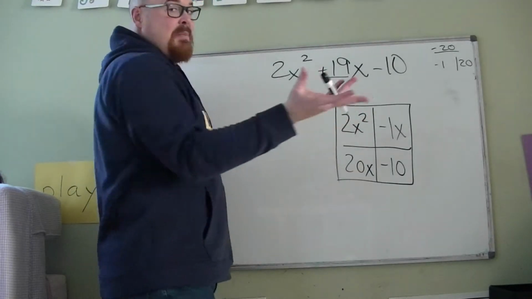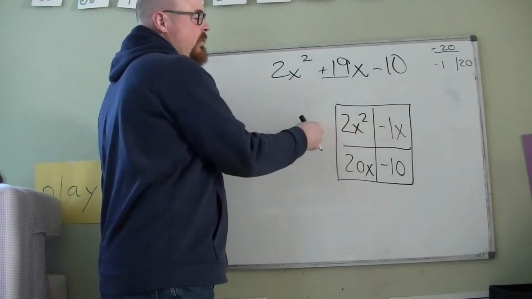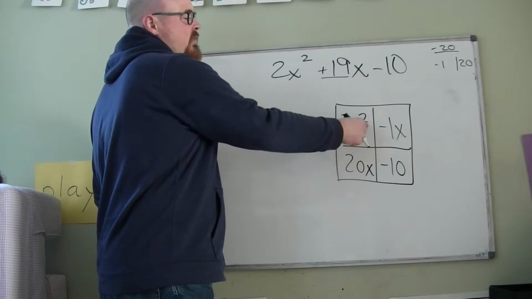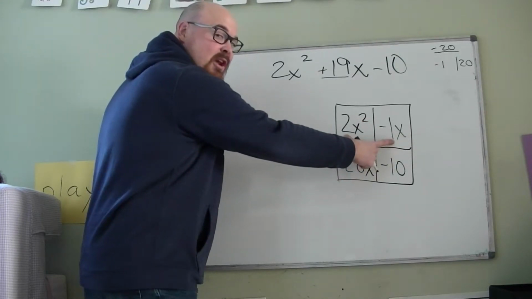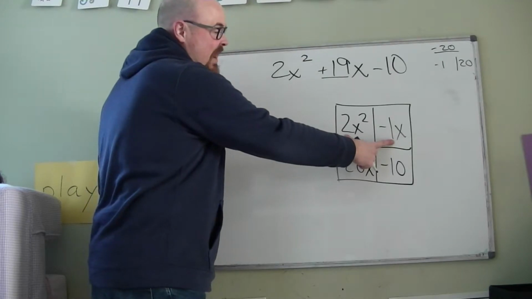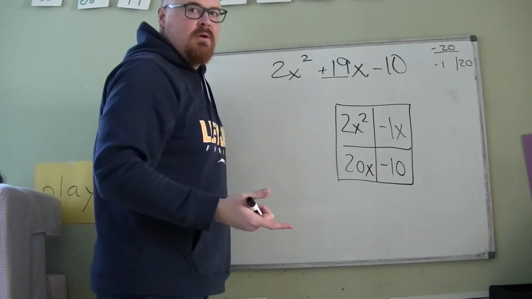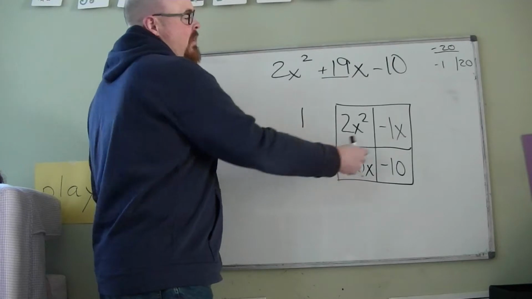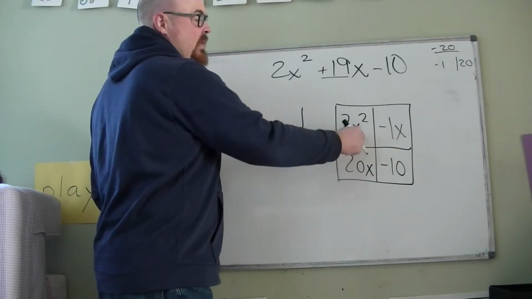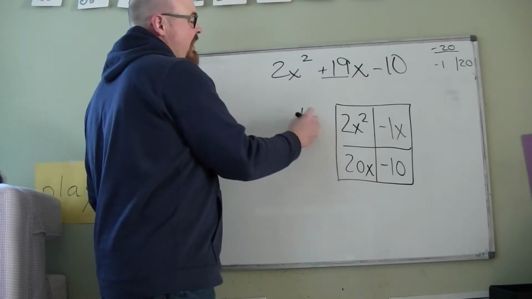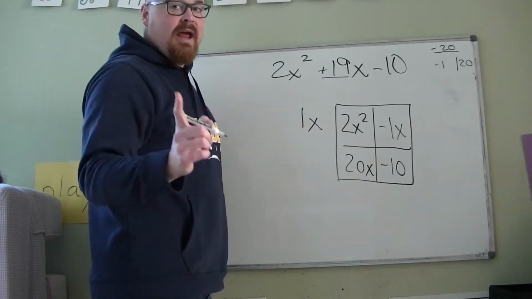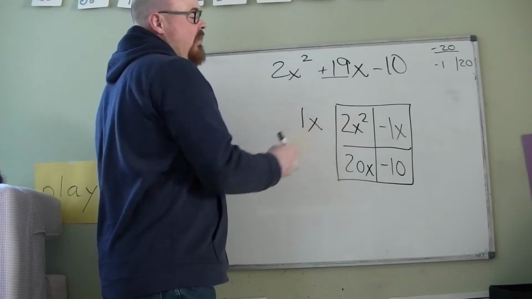Okay, so it doesn't matter which one we start with. Let's go this way first. Okay, we see a 2x squared minus 1x. When you look at the coefficients, the greatest common factor for 1 and 2 would be 1. But they both have an x. This one has 2 x's, this one has 1, but I can only pull out the one that they have in common. In this case, that's just 1x. So I'm pulling an x out of this direction.